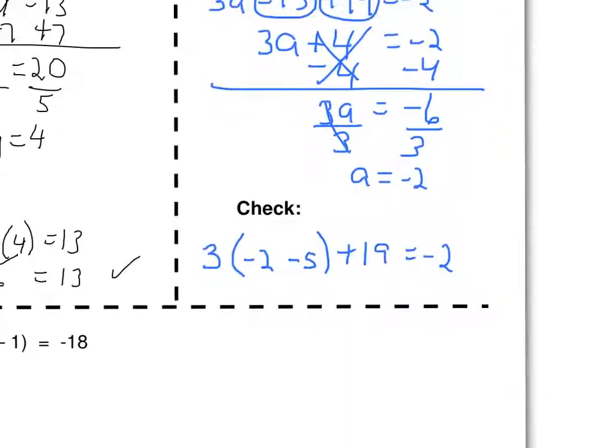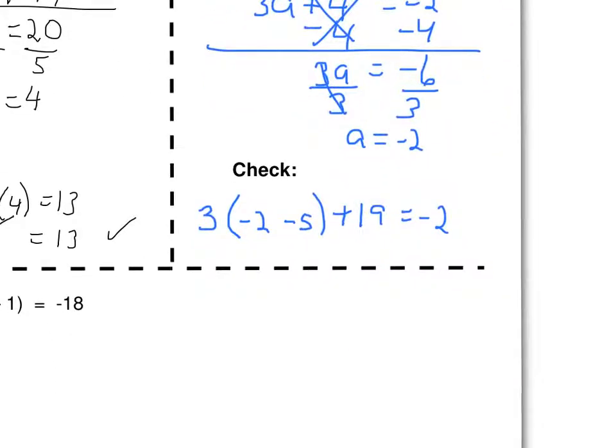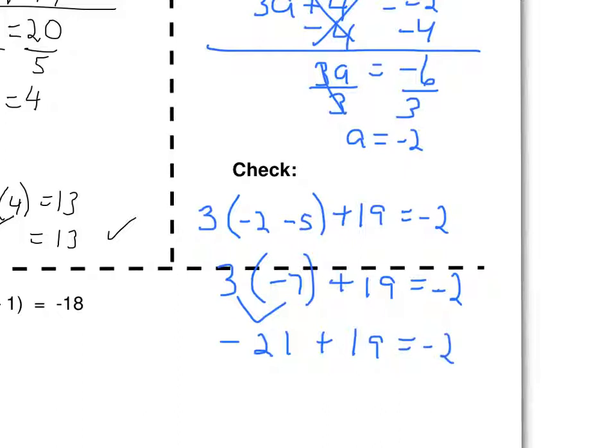And let's move that up. Alright, so I do 3 times negative 7 because negative 2 minus 5 is negative 7. And I'm multiplying, I get negative 21 plus 19, and does that equal negative 2? Yes. So you can always check to make sure you have the right answer, and you can use a calculator to do that, although remember, not on a test. All right, we have 3 more problems, a total of 5.